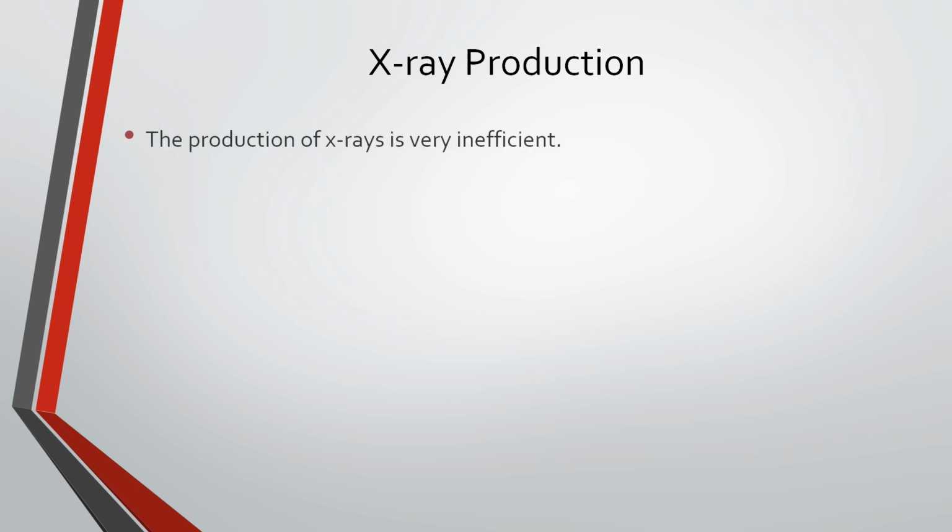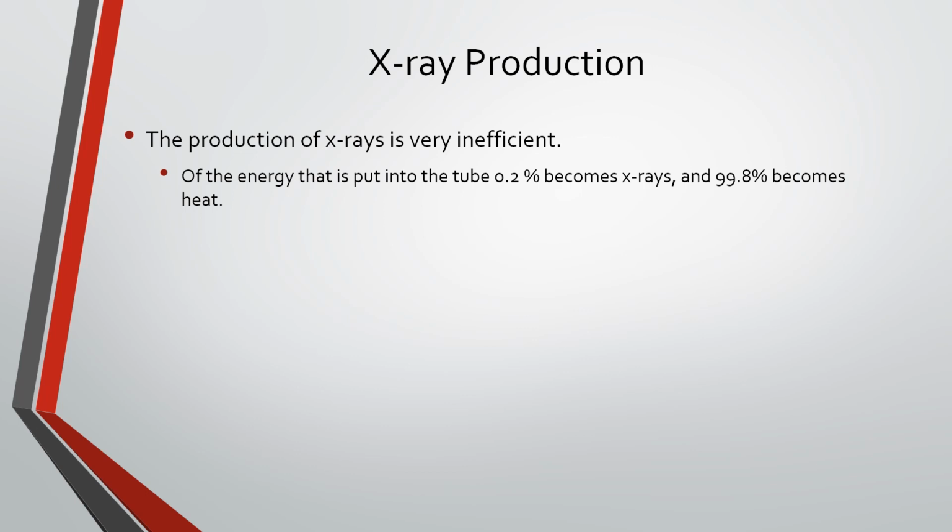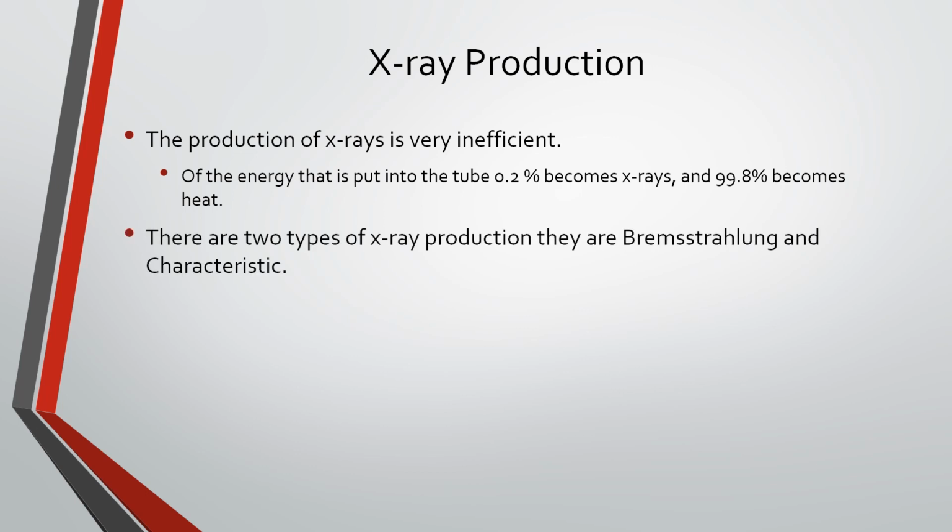So, X-ray production. The production of X-rays is very ineffective. Of the energy that is put into the tube, only about 1% to about 0.2% becomes X-rays, and the other 99.8% becomes heat. There are two types of X-ray production: Bremsstrahlung and characteristic. So now we'll talk about characteristic X-ray production.